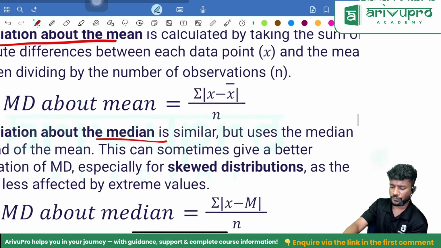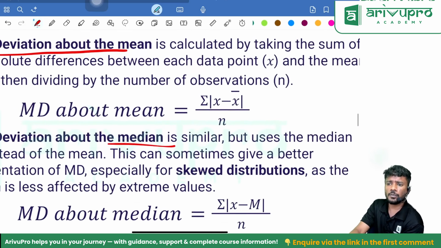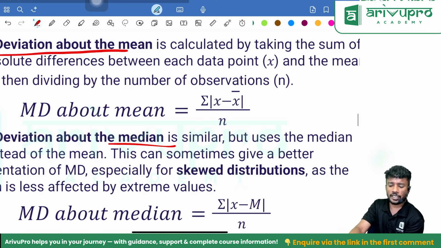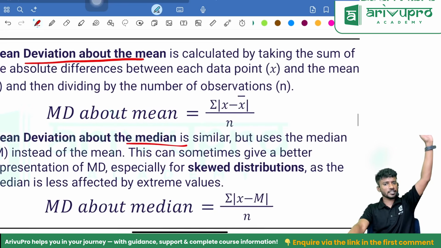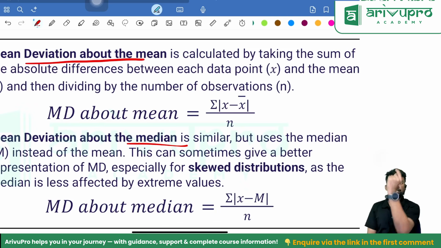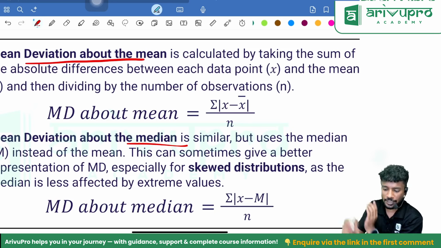Look at the logic. What is the formula for mean deviation about mean? Sigma modulus of x minus x bar. Do you remember that x minus x bar? X minus x bar means each observation minus x bar or the mean. Then modulus means what?